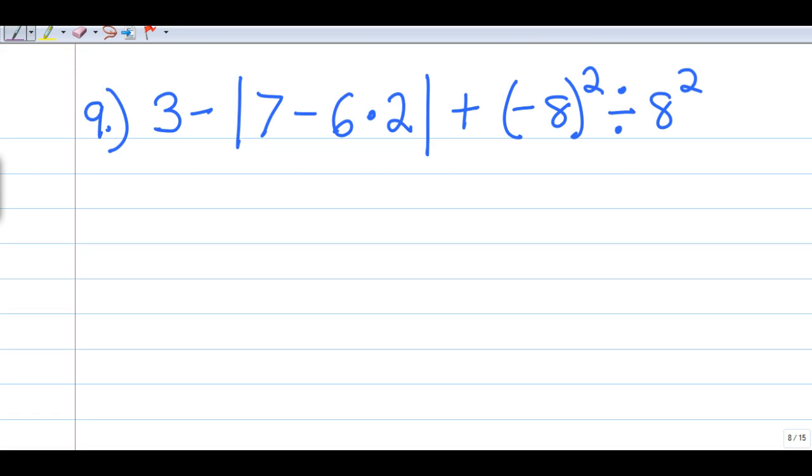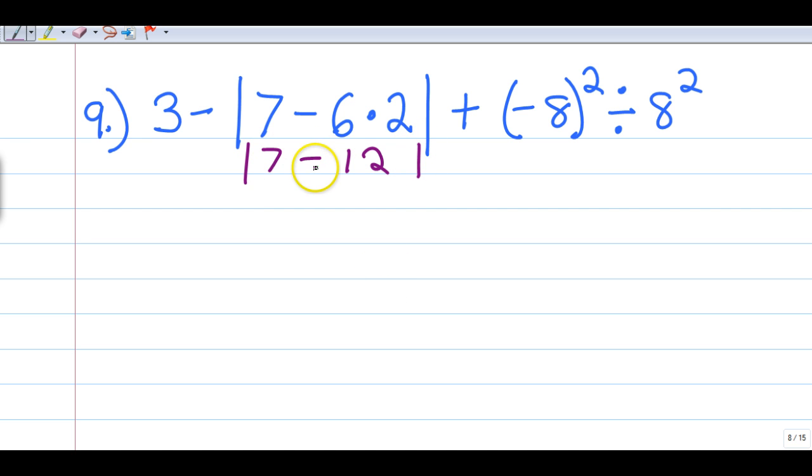Moving on to problem number 9. Again, we have several things going on inside the problem. We're going to deal with the first grouping symbol that we see. In this case, it's again an absolute value. So we have the absolute value of 7 minus 6 times 2. In the order of operations, the multiplication will come before the subtraction, so we'll take care of that. 6 times 2 is 12. Carry down that minus 7 and those absolute value bars.